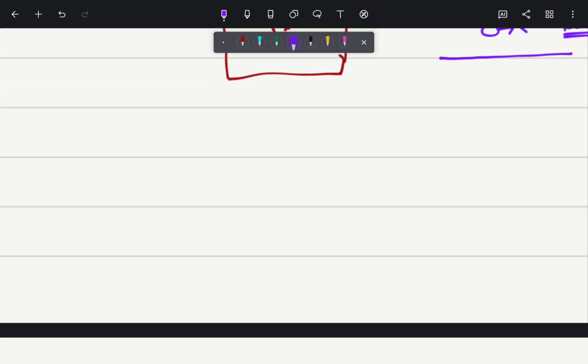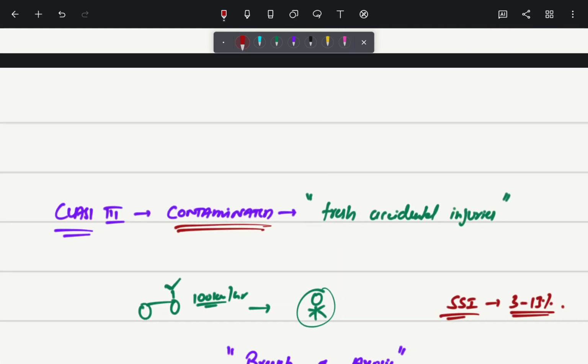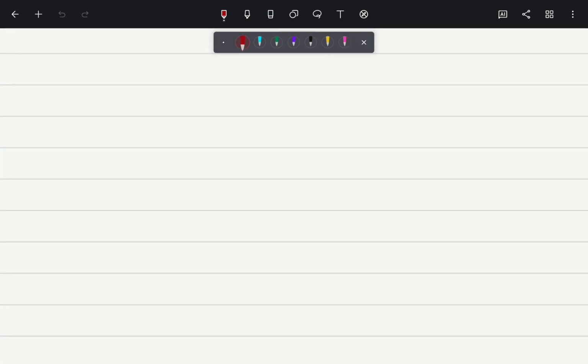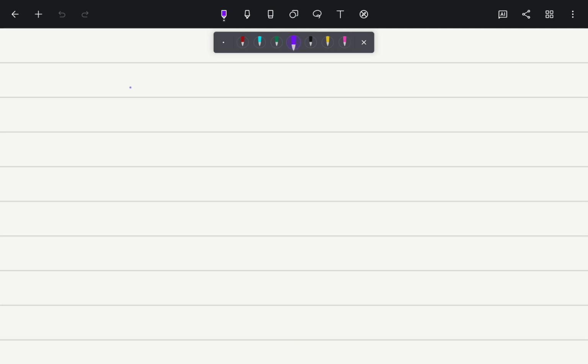Now, what is the risk of getting surgical site infection in type 3 wounds? It is nearly 3 to 13%. Now we will talk about class 4 wounds.